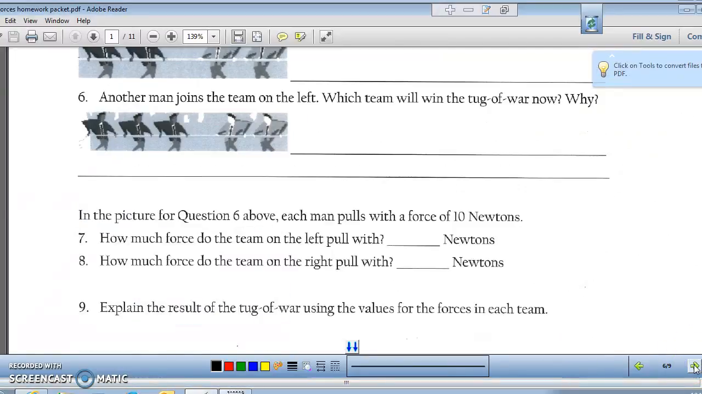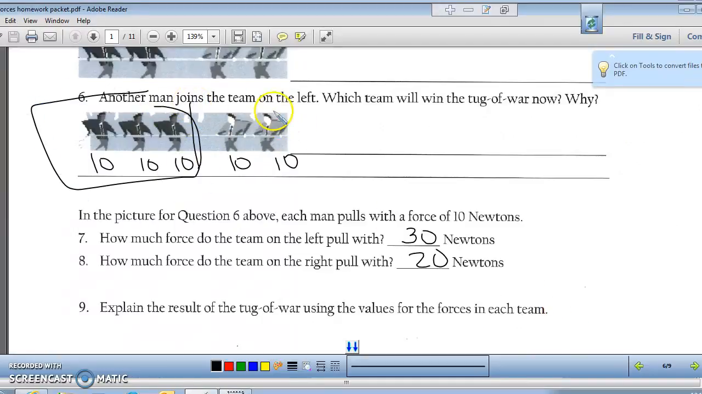Moving on. It says in the picture for question 6, each man pulls with a force of 10 newtons. How much force should the team on the left pull with? So if this is 10 and this is 10 and this is 10, then we have 30 newtons. And then on the right, if this is 10 and this is 10, then we have 20 newtons. And then finally, explain the result of tug of war using the values from the forces in each team. So we said that this team would win, and the reason that they would win is they are pulling with an extra 10 amount of force. So 30 newtons minus 20 newtons is 10 newtons.